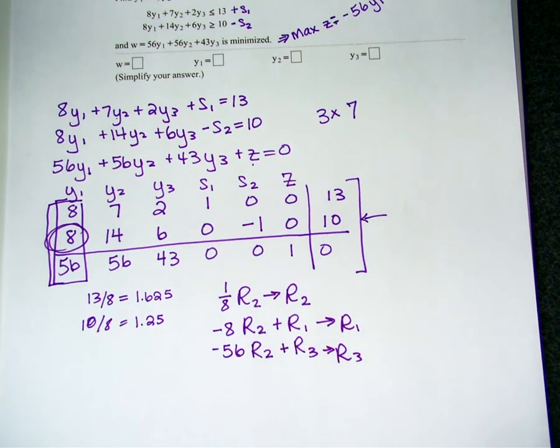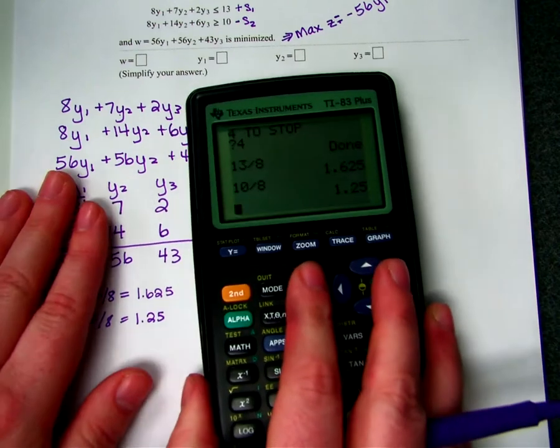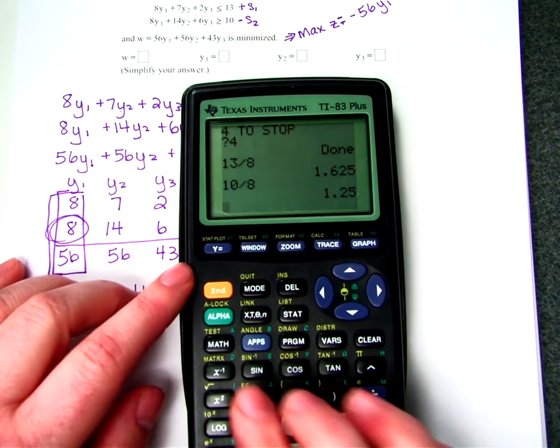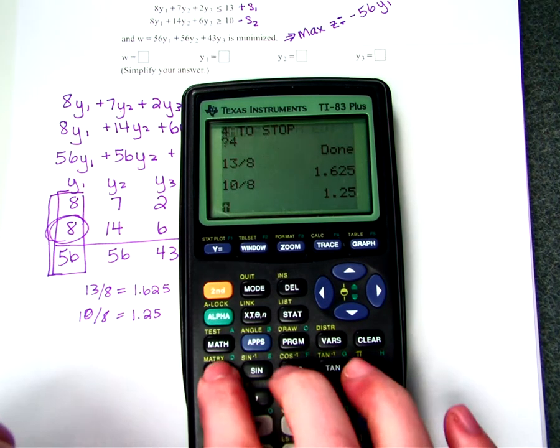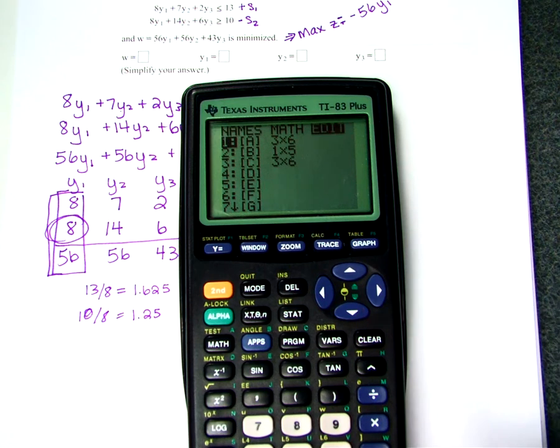Okay, I could do all of this by hand, but we have a program that we're allowed to use for our calculator. So get out your calculator and do second x negative 1 and edit matrix A.